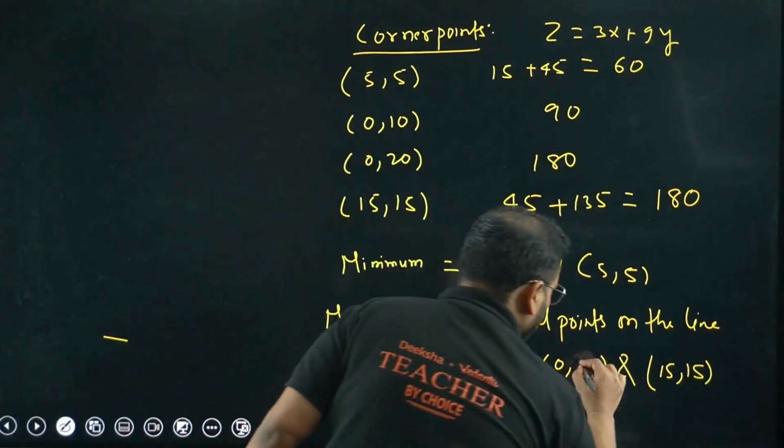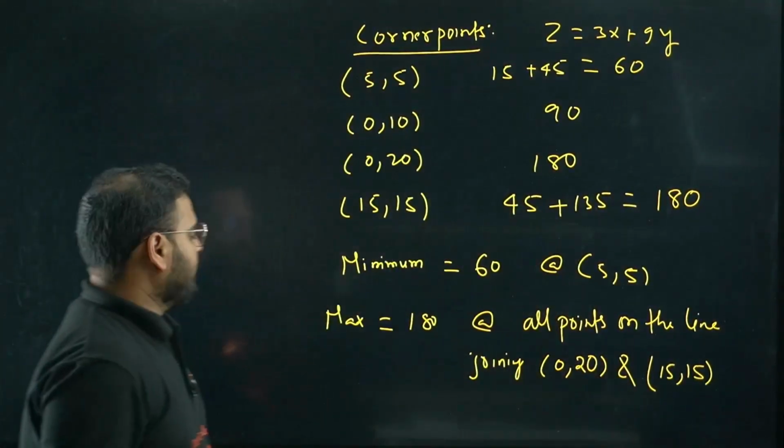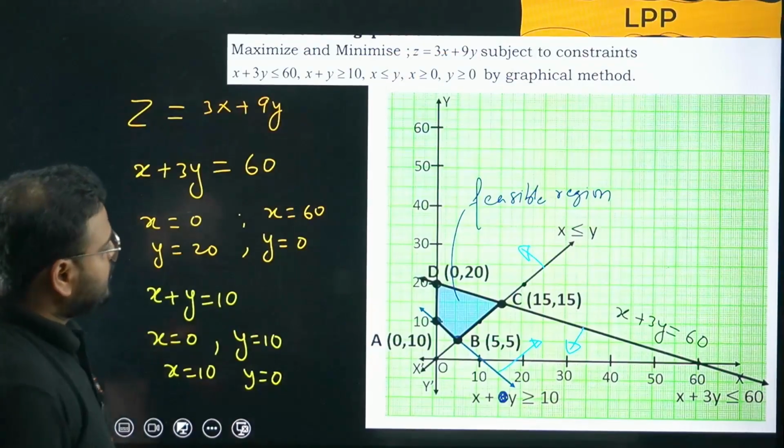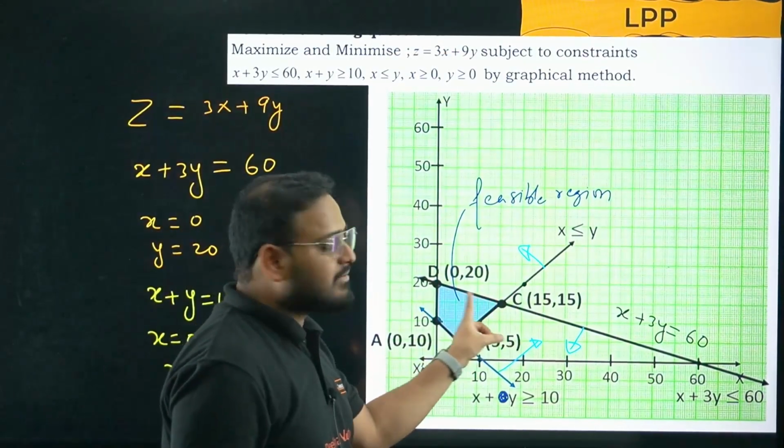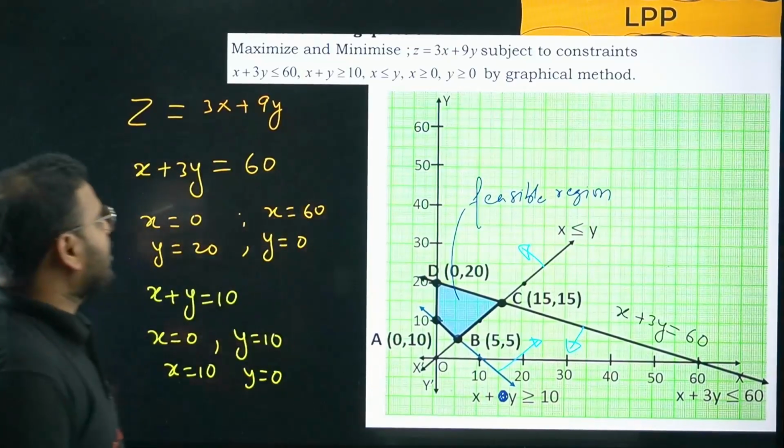Excuse me, sir. 0, 20. Please have a look at what I'm getting now. So basically all the points on this line will be your maxima value. So I hope this is clear.